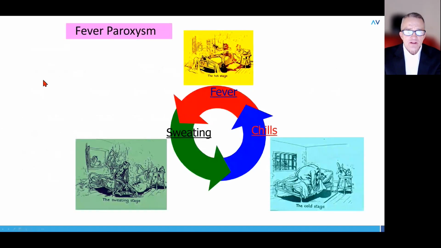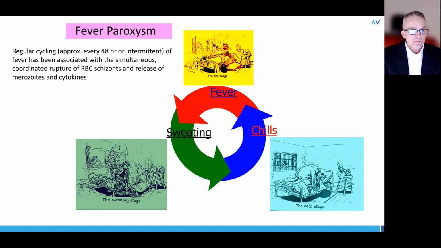Interesting in malaria is that patients go through this fever paroxysm. And this is where there are intervals of, in falciparum, it can be irregular or 48 hours at a time. Patients can go through a hot stage where they have fever, which lasts for hours. And then there are episodes of profuse sweating, that stage, and then that's followed by chills. So it's this cycle that's seen in malaria, which is helpful for diagnosis. And it's also a symptom, of course. But this regular cycling of fever, as I mentioned, in falciparum, is every 48 hours or it can be intermittent at different times.